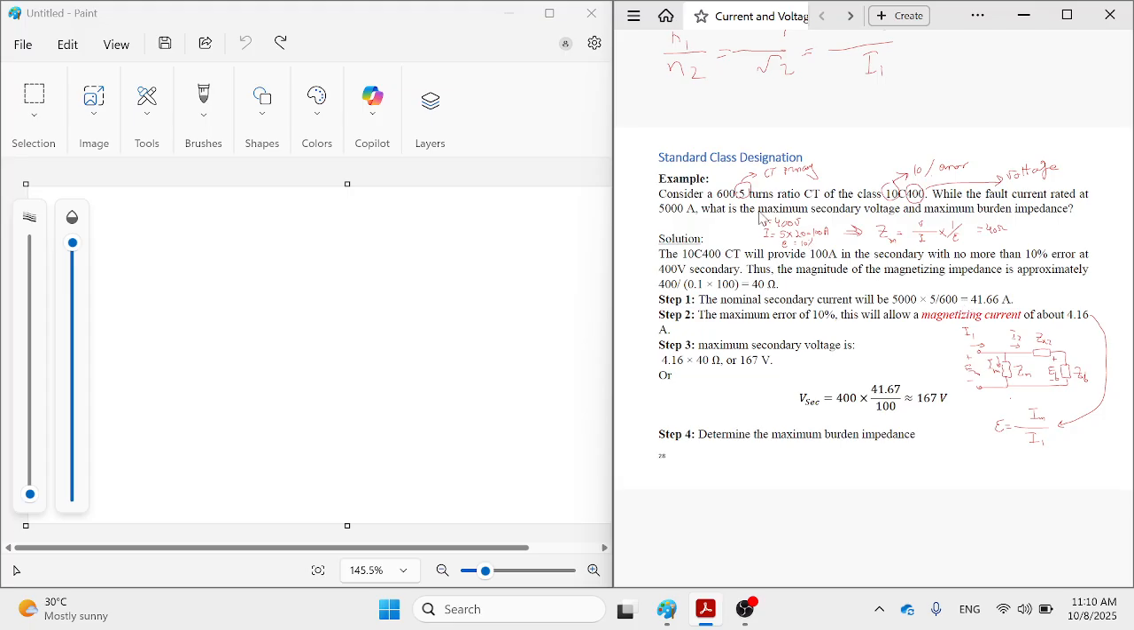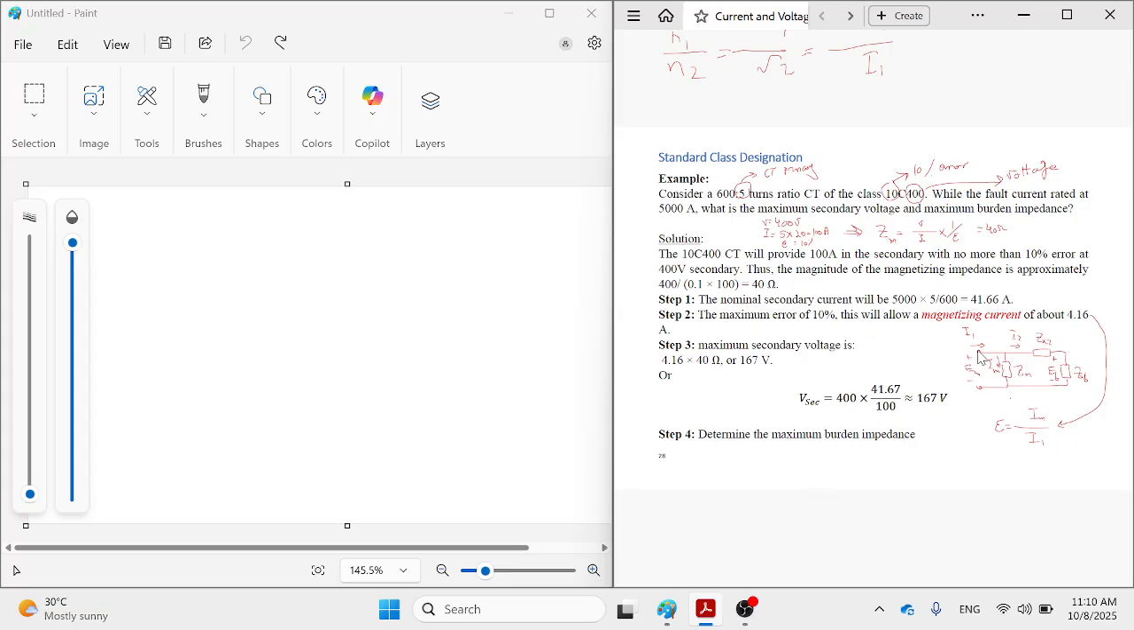The first side is 5,000. Are we going to measure the 5,000? No, we're using the CT to reduce the current and then do the other steps, which are relaying, testing, and so on. Okay, so 5,000 times 5 over 600 becomes 41 point something. This is the current of the primary, so this is I1.